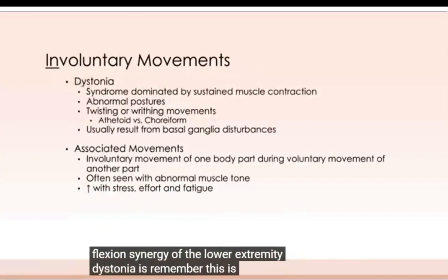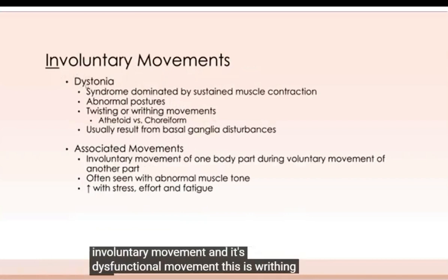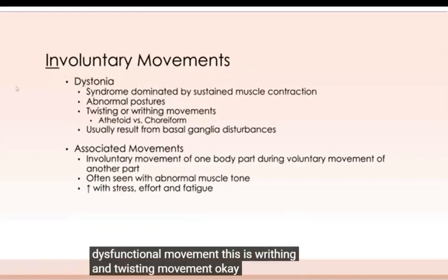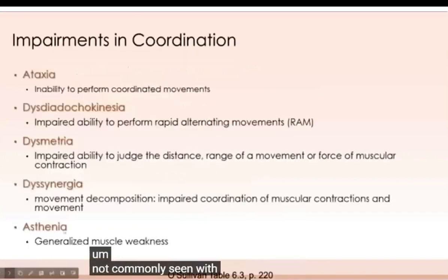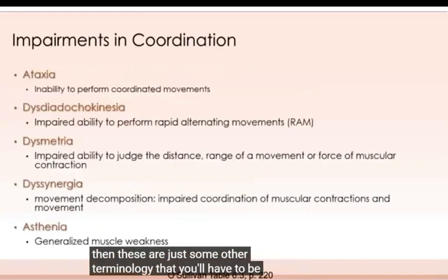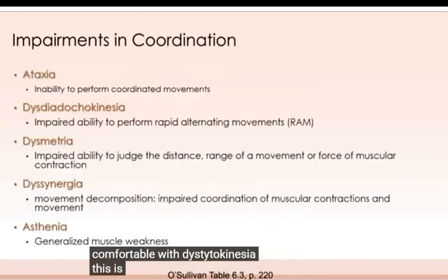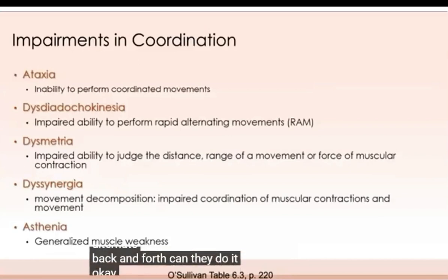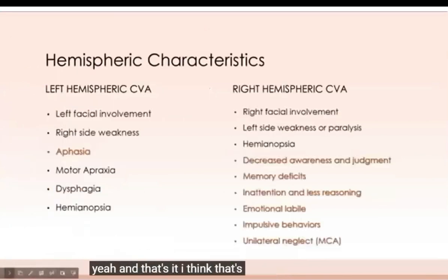Dystonia is, remember, involuntary movement and it's dysfunctional movement. This is writhing and twisting movement, okay? Not commonly seen with strokes. And then these are just some other terminology that you'll have to be comfortable with. Dysdiadochokinesia. I'll test my patients. I'll say supinate one hand, put one palm up, one palm down. Okay, go back and forth, alternate back and forth. Can they do it? Okay, yeah, and that's it. I think that's pretty much it.